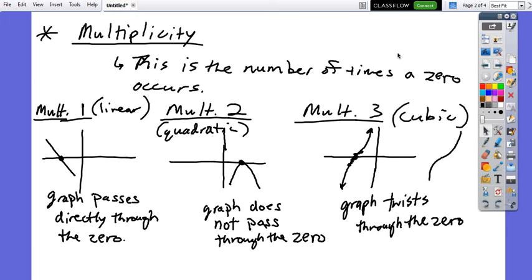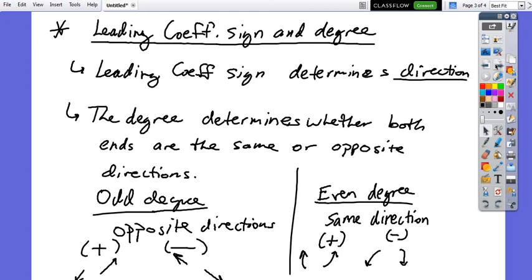Okay, the next thing is the leading coefficient, sign, and degree. So, let's copy this down, and then we'll discuss it. The leading coefficient sign determines the direction of the graph. The degree determines whether both ends are the same or opposite directions. So if you have odd degree along with a positive leading coefficient, then your directions are going to be opposite, like this. In other words, up to the right, down to the left.